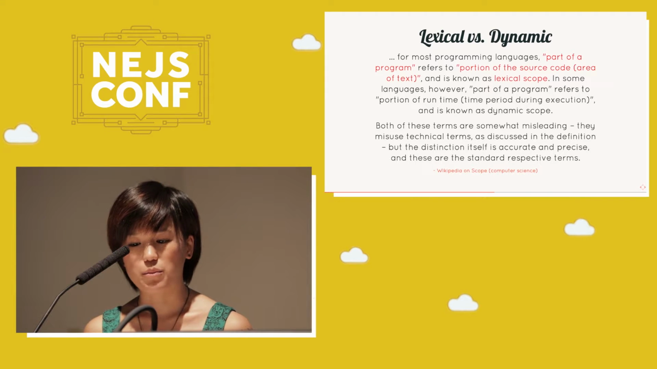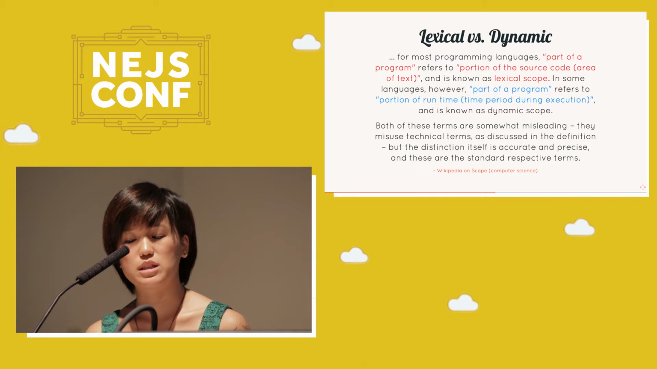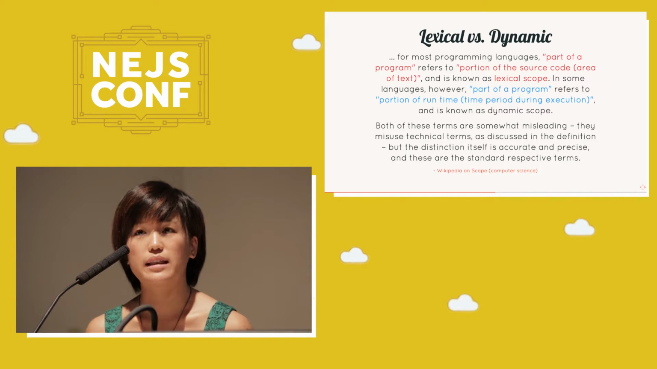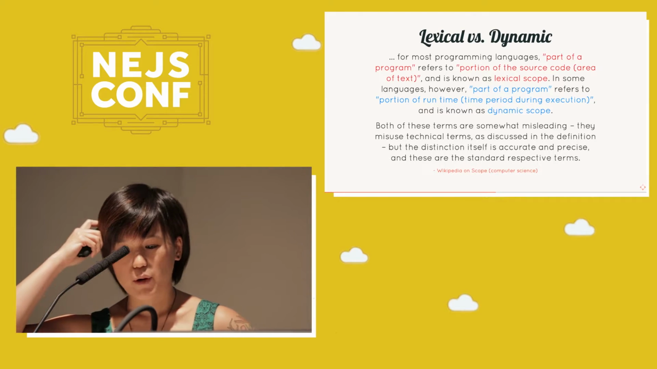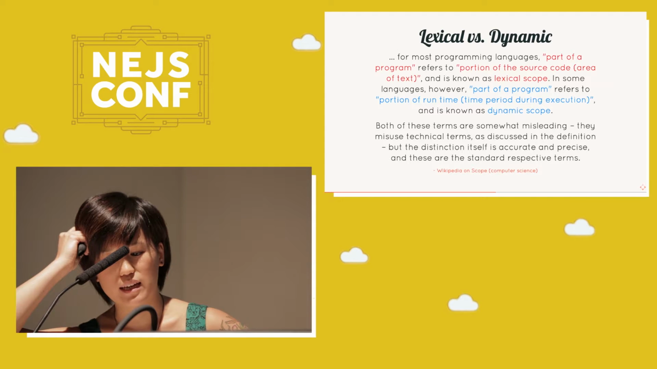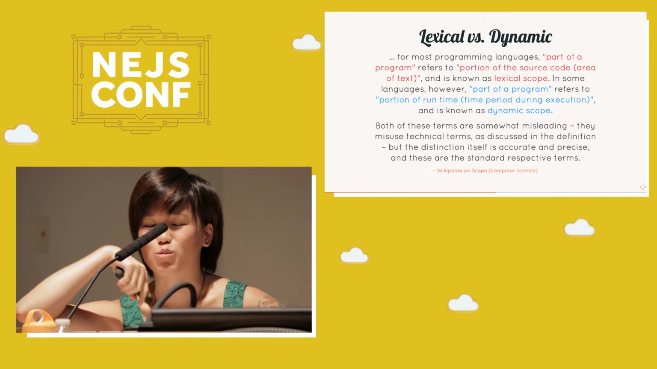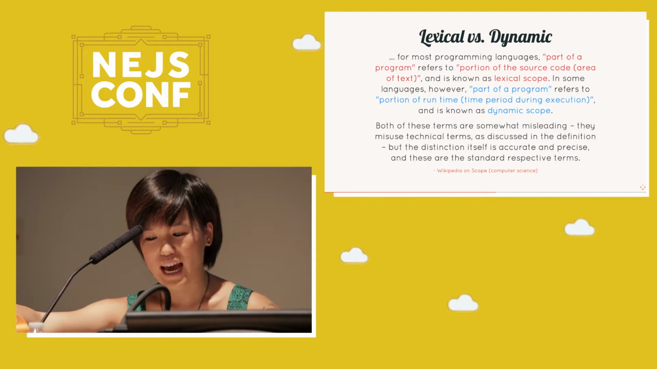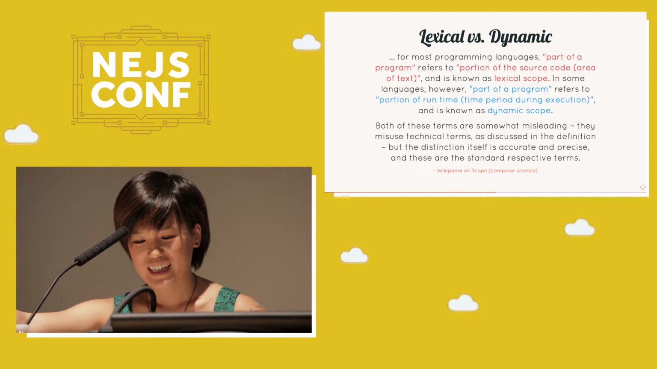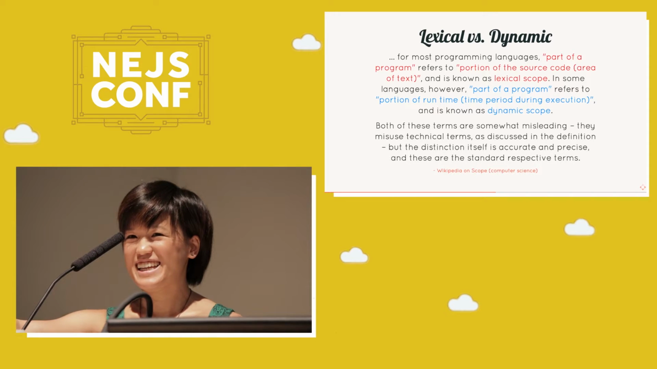In some languages, however, part of a program actually refers to the portion of runtime or the time period between execution, and that's known as dynamic scope. And I keep reading, and I'm like, both of these terms are somewhat misleading. They misuse technical terms as discussed in the definition. It's like, wait, so what you just told me is wrong? And then I keep reading, and it says, but the distinction itself is accurate and precise. And these are the standard respective terms. It's like, wait, is it right then?